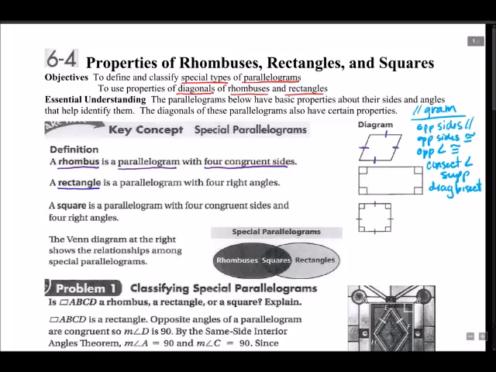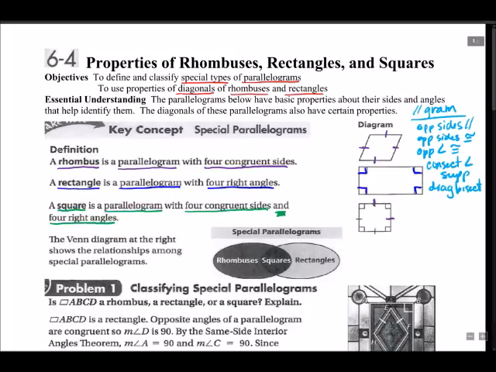Next, we have rectangle. A rectangle is a parallelogram, so all 5 of these properties. And what makes it special? 4 right angles. So we have a parallelogram here. It has 4 right angles. It becomes a rectangle. And our last one, a square, is a parallelogram, all 5 of those properties, and it has 4 congruent sides and 4 right angles.